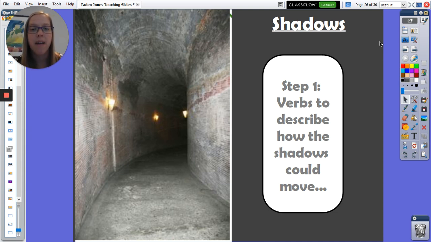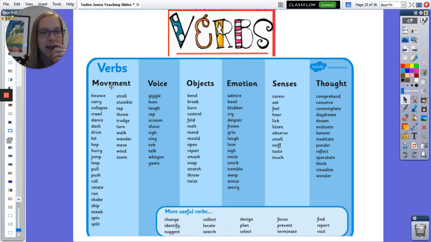Step 1, think of verbs that you could use to describe how the shadows might move. So shadows look like they're moving sometimes, don't they? But they don't actually move on their own. So let's think about some verbs we could use to describe their movement. Now, have a think. Any ideas? Let's go back to our verb mat. There's loads of movement verbs here.